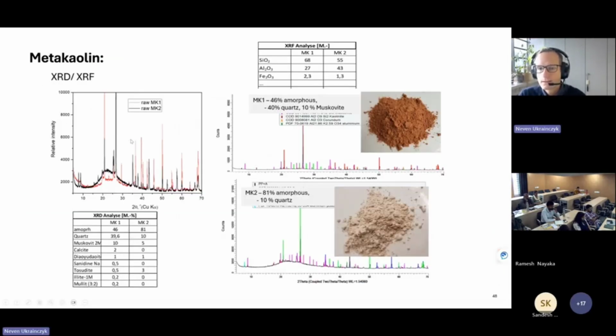Yeah, you can characterize this. With XRD, you can see the amorphous content. You can also see the kaolinite content. If you burn too much, you will also see mullite, and mullite is an aluminosilicate. It's like a ceramic.